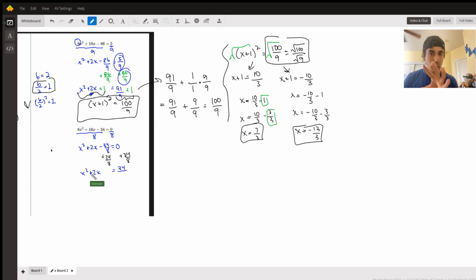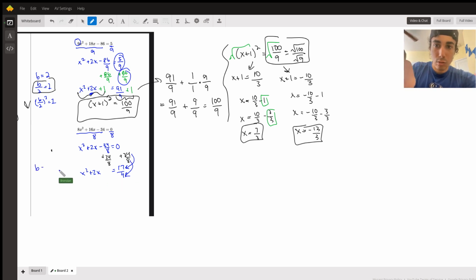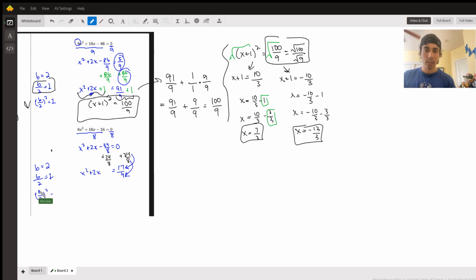Okay, and if you notice, 34 over 8, actually, it does simplify a little bit, right? Because 2 comes out of both of those, so we can factor out a 2. So 34 over 8 simplifies to 17 over 4. All right, I'm taking a 2 out of the 34, and I'm taking a 2 out of the 8. All right, let's get b, which is 2. And the same as the last problem, so b over 2 is 1. b over 2 squared is also 1. All right, so we're going to add b over 2 squared to both sides, so let's do that.